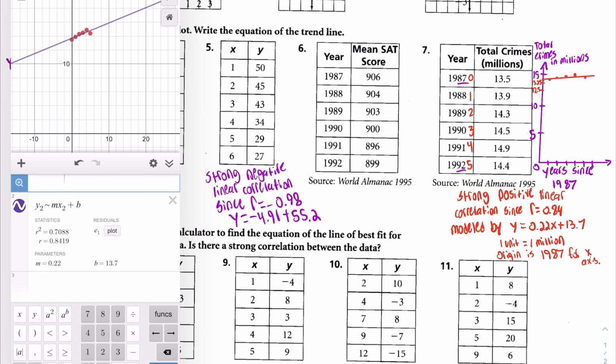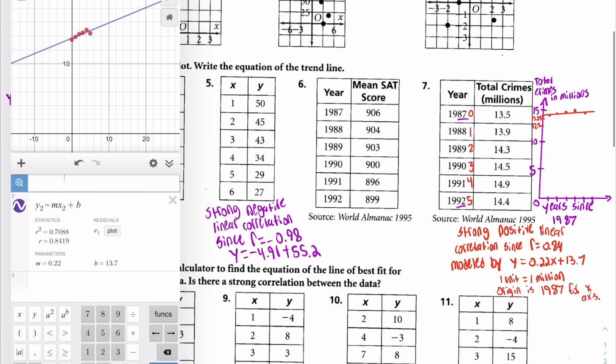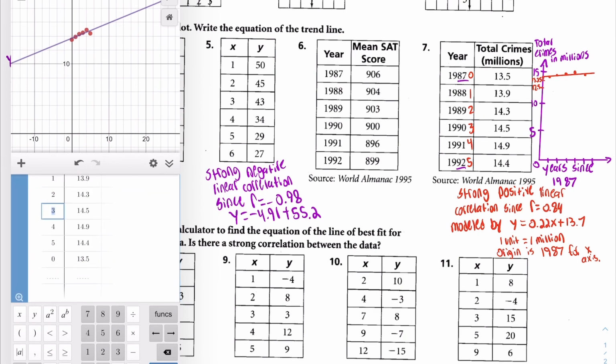The only other time you would have to do something like that would be like in number 6, but in these questions at the bottom, you do not.